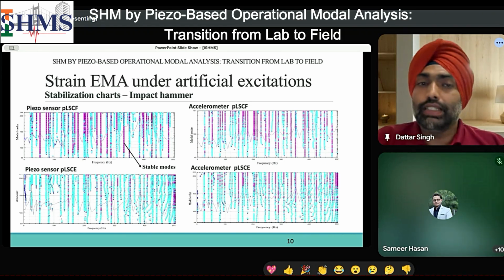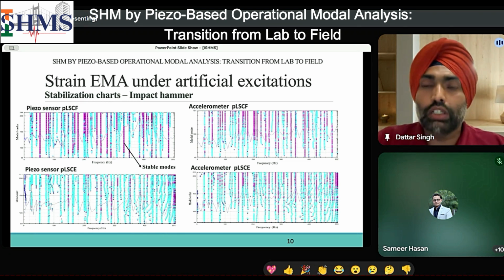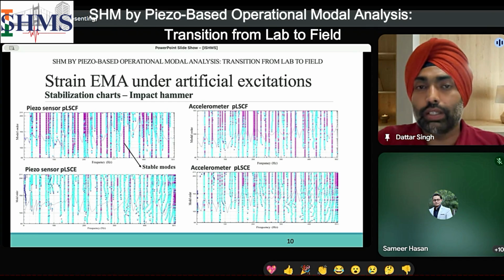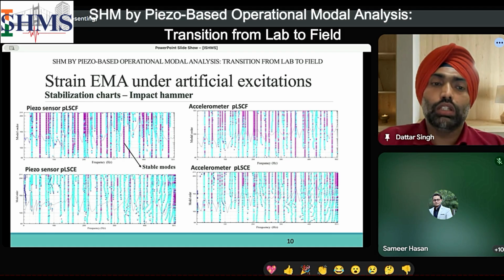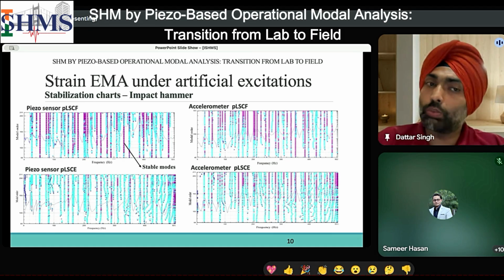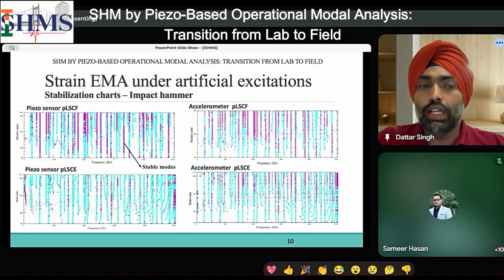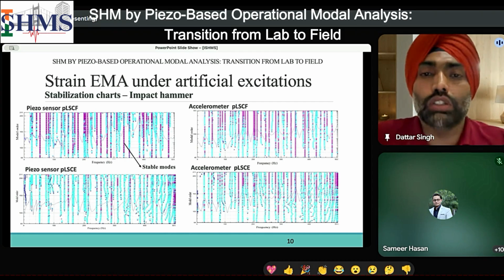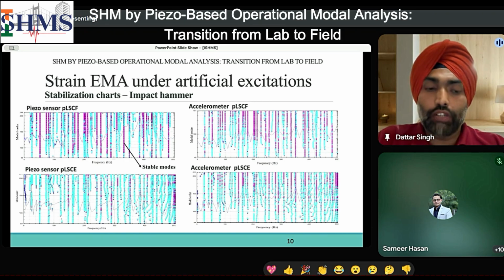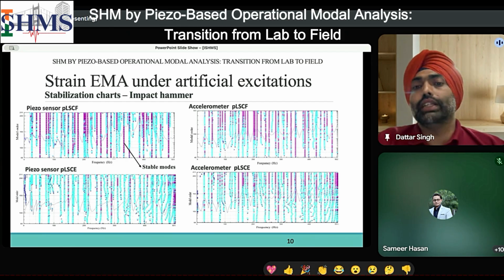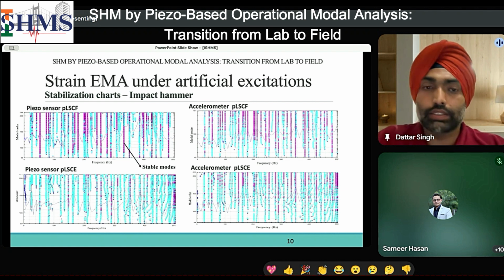Each method has its own advantages and disadvantages and its applicability based on the type of excitation, the type of structure, and all that. So in this study, we have adopted both the least square based methods, that is, least square complex eigenvalue for time domain, and least square complex frequency for frequency domain analysis. And we have compared how the identified modal parameters vary from these two techniques. These are the stabilization charts from both the techniques and from both the sensors.